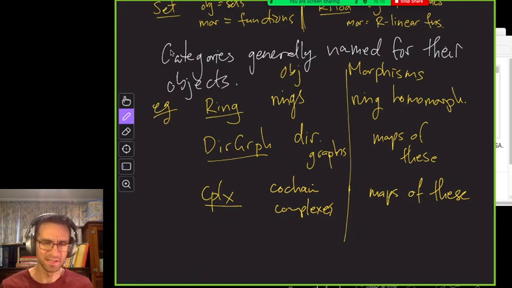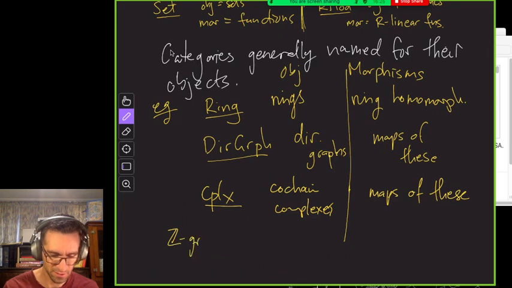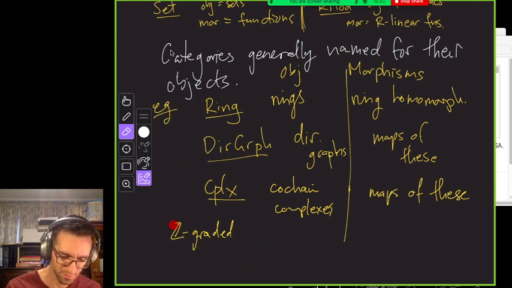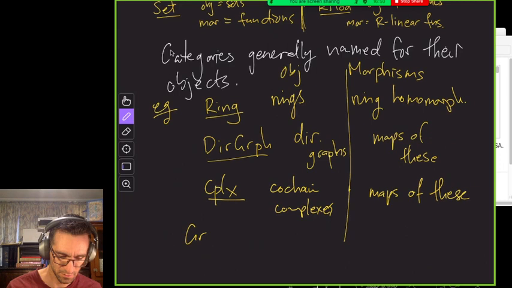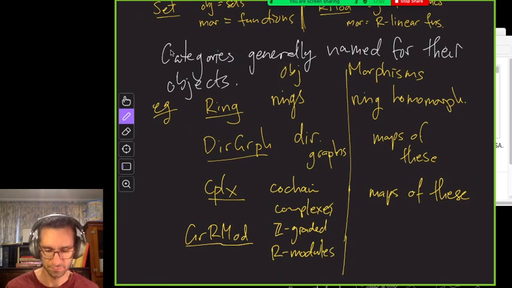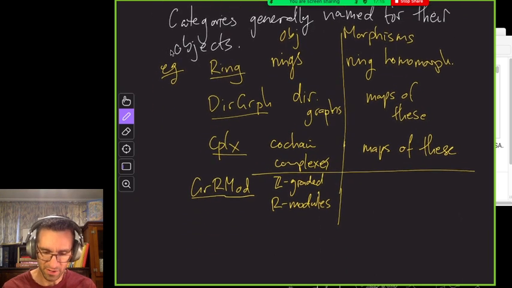Here's one which we haven't really seen, but it'll be floating around in the background. I might call it GR RMod. So the objects are Z-graded R modules, I'll tell you what these are in a moment, and morphisms between them. So you've got to think, what is a Z-graded R module?